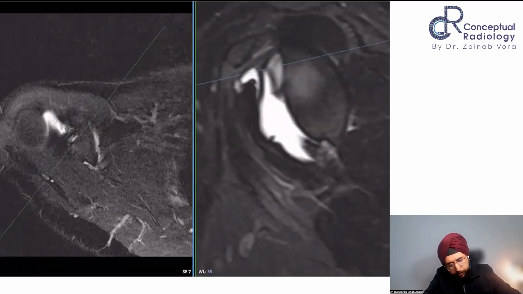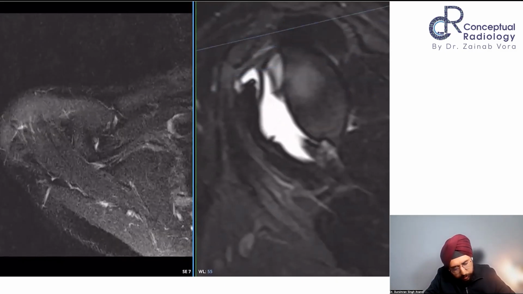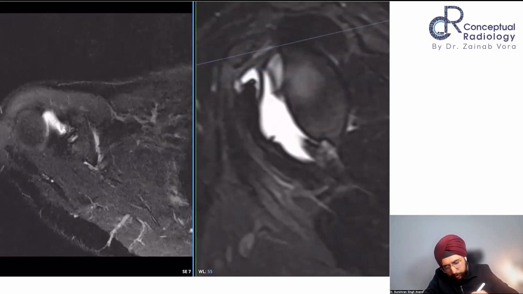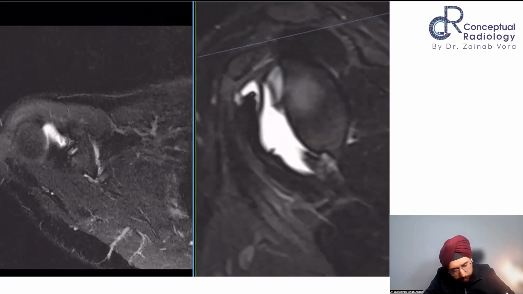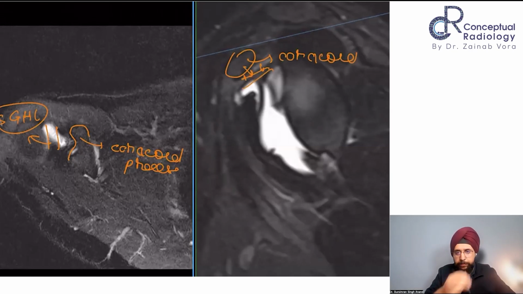So now if you move one section below, this is your coracoid process, and this is your SGHL running perpendicular to that. In this case, this is your coracoid. Beneath the coracoid, the ligament is SGHL.